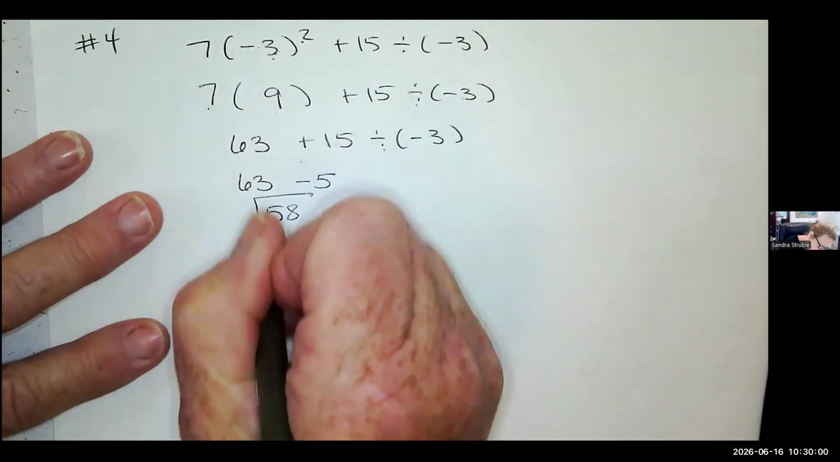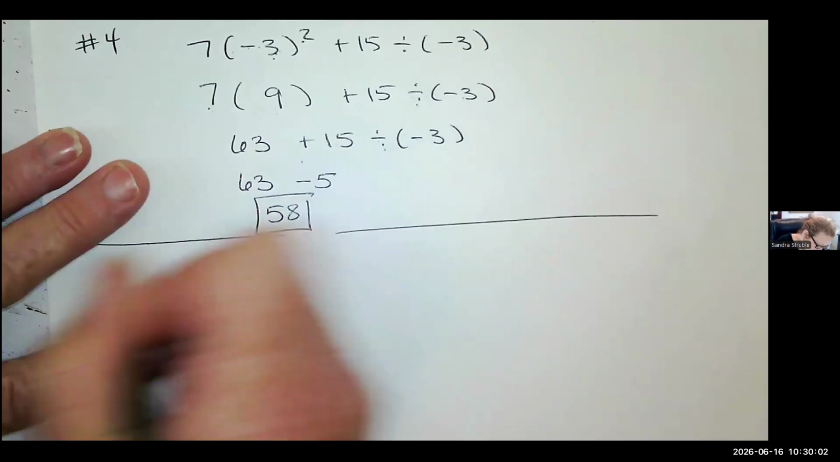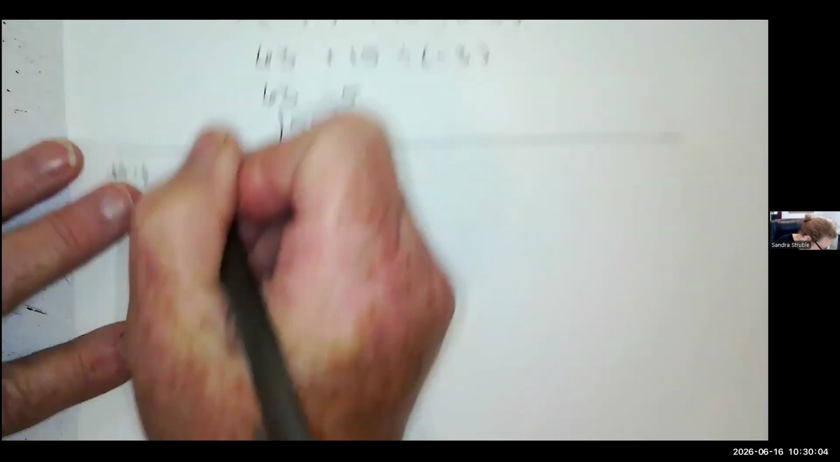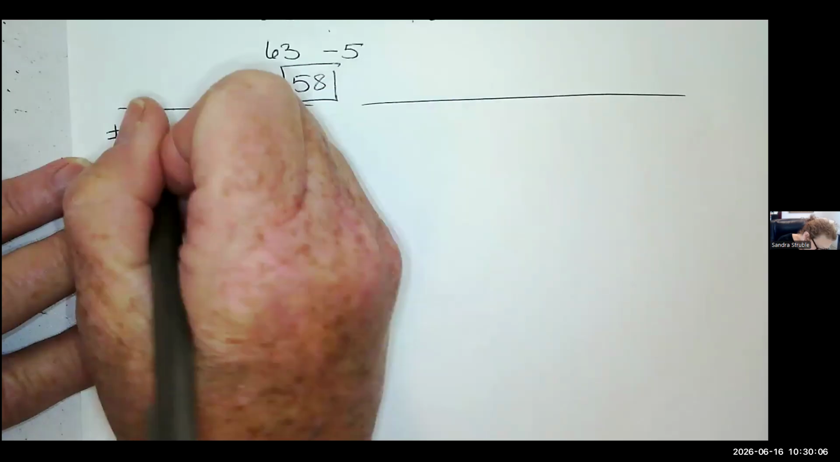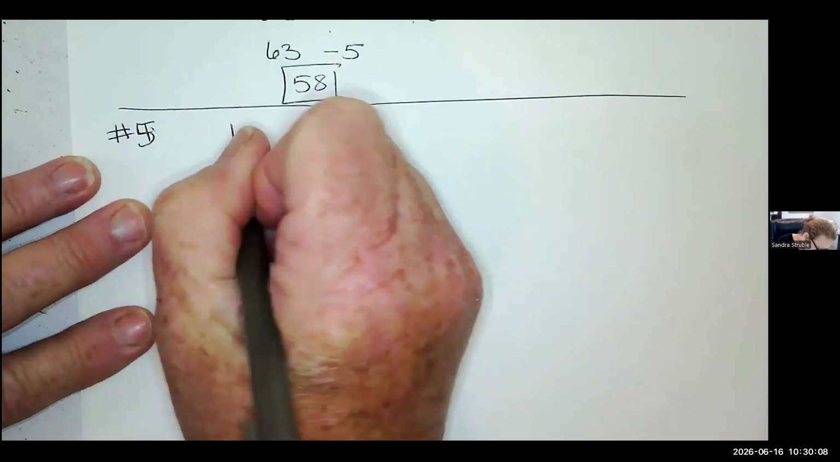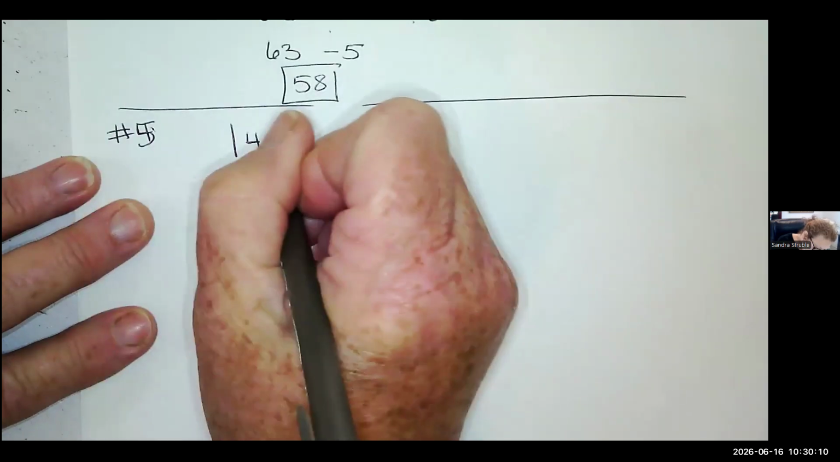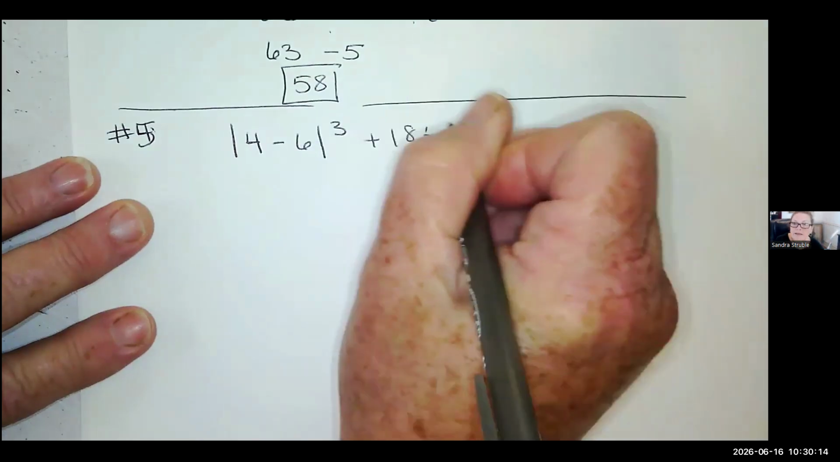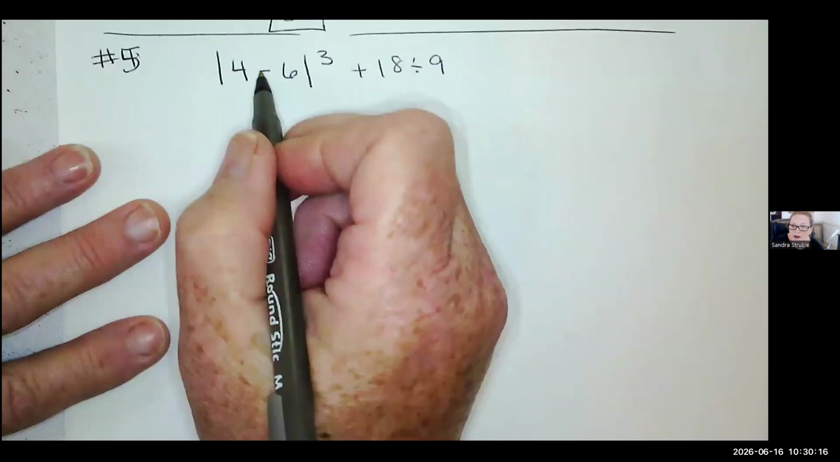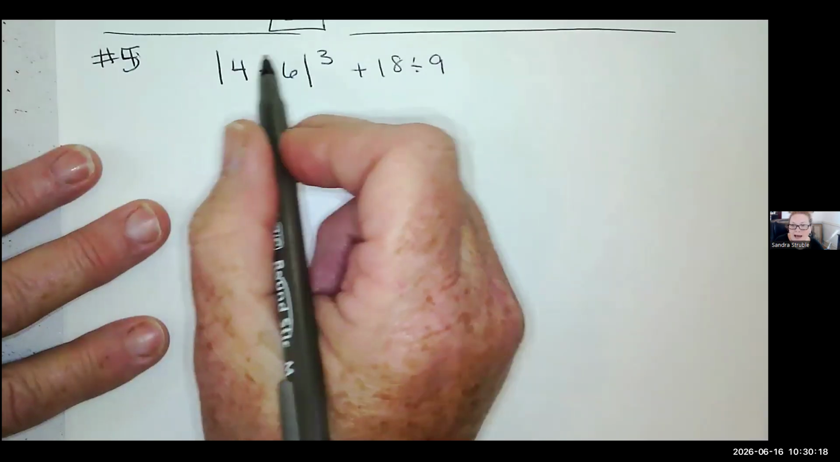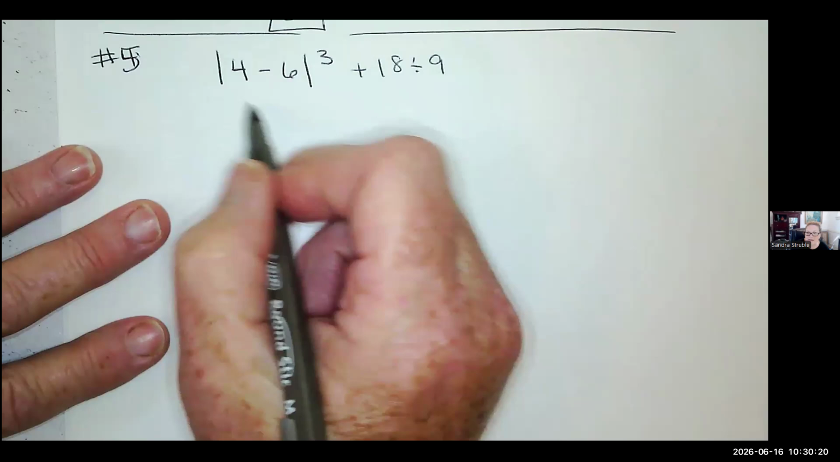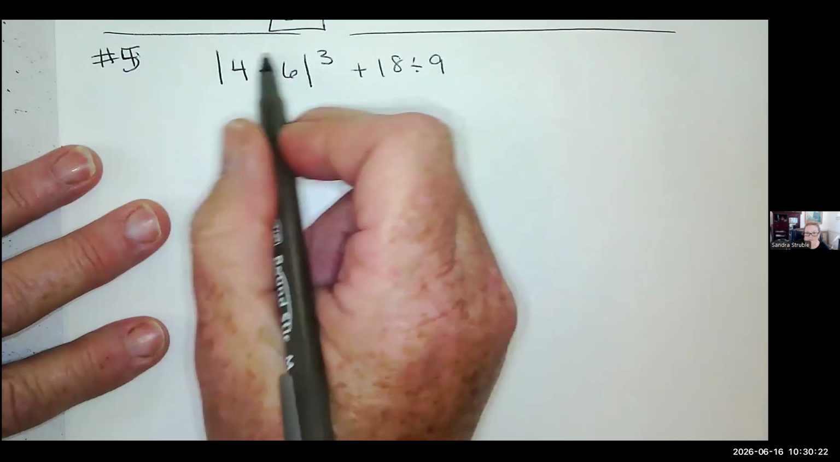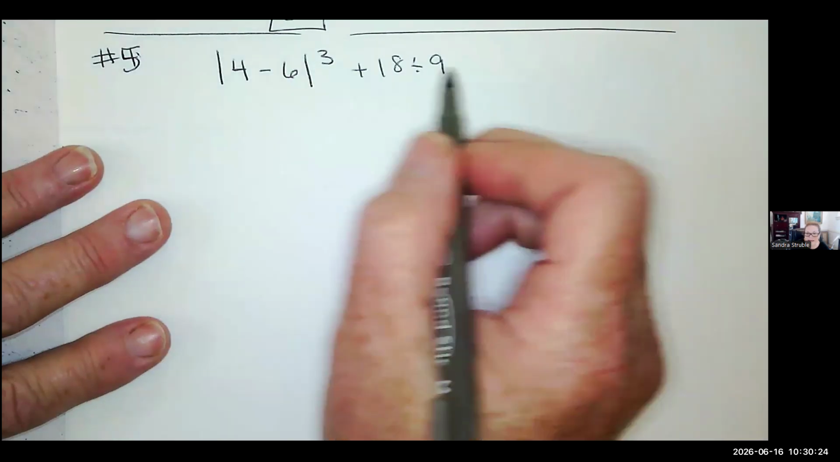All right, number 4. That was number 4. Number 5. All right, absolute value of 4 minus 6 cubed plus 18 divided by 9. Again, parentheses, absolute value, curly brackets, that's all first. So what happens inside of here needs to be done before anything else. 4 minus 6 is -2.